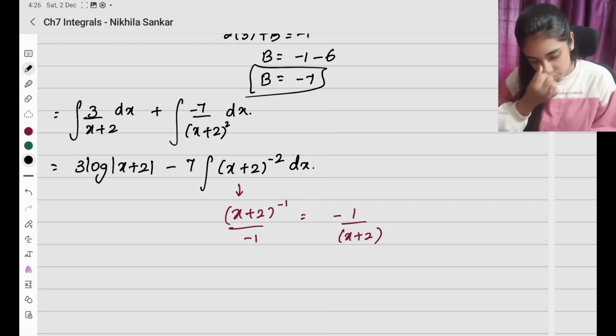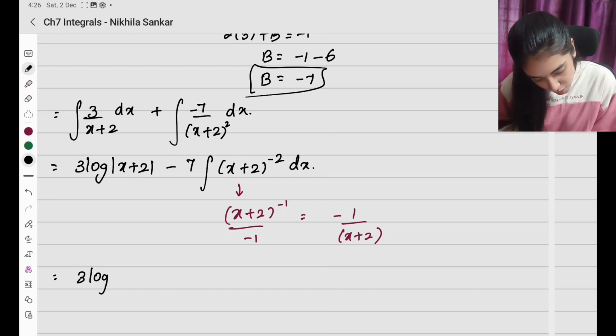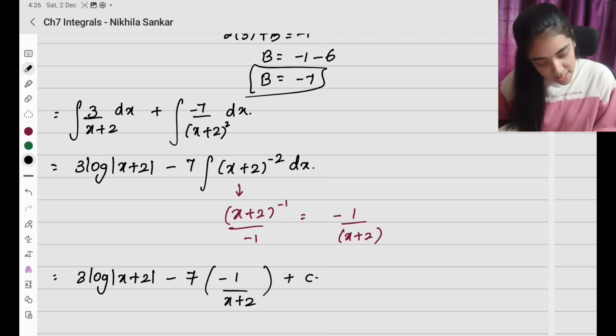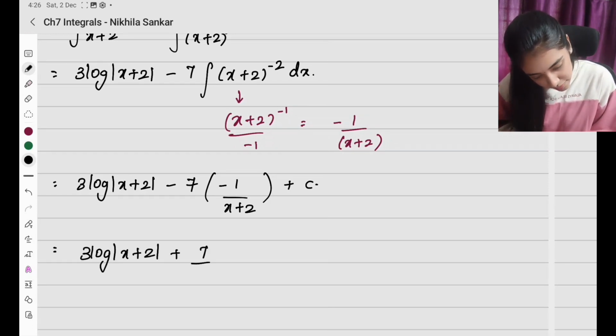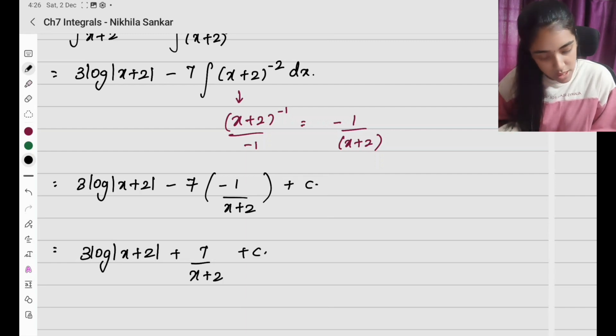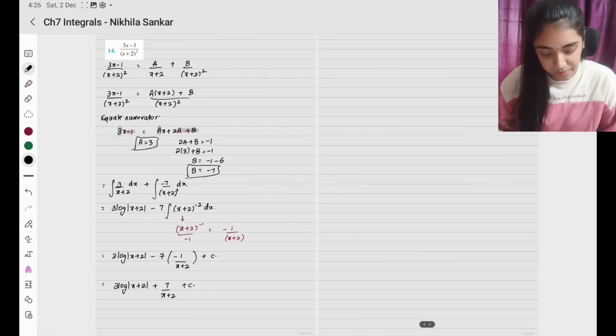So what do I have in the end? 3 log mod x plus 2 minus 7 times minus 1 divided by x plus 2 plus c. So the minus and the minus becomes a plus. So 3 log mod x plus 2 plus 7 divided by x plus 2 plus c. So this is my final answer. Okay, please copy.